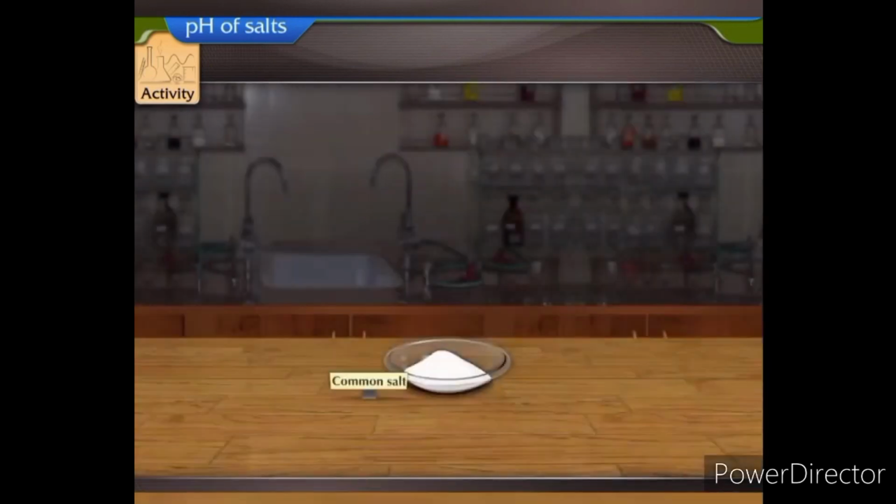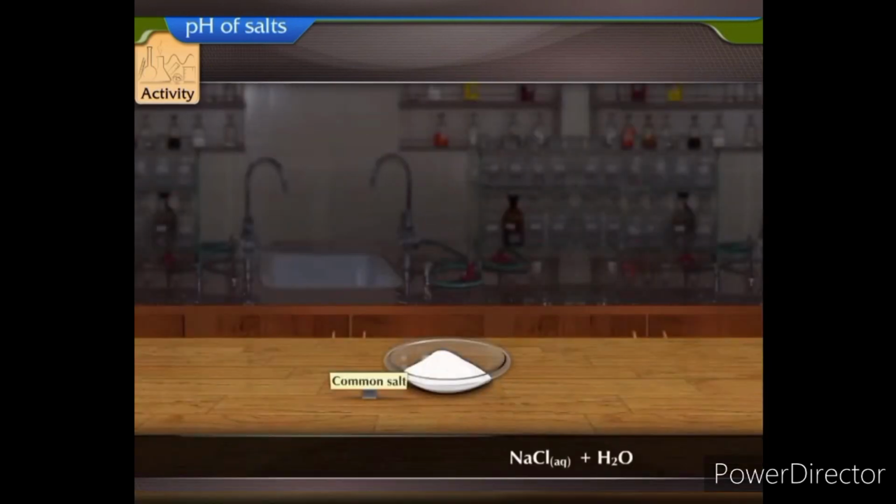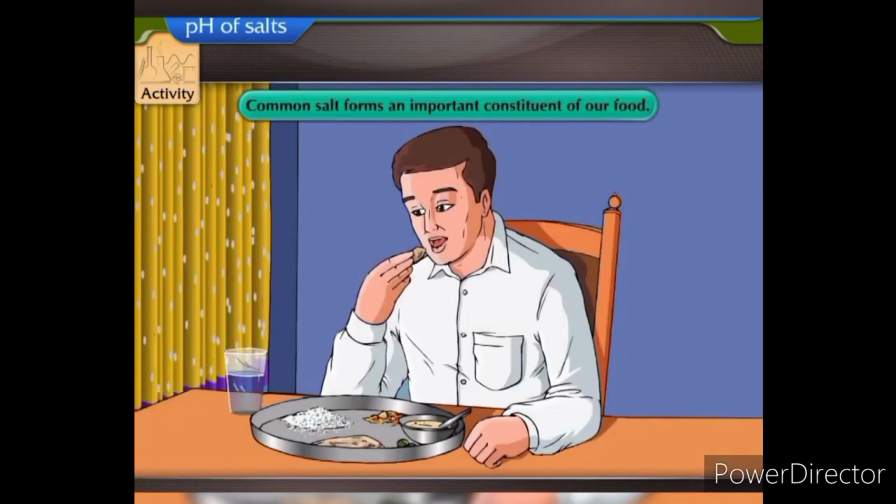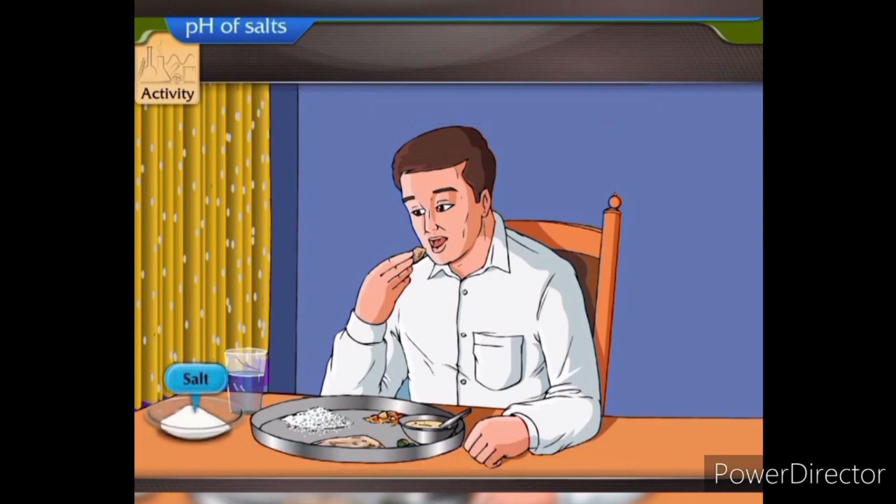We know that sodium chloride or common salt is obtained by the reaction between sodium hydroxide and hydrochloric acid. Common salt forms an important constituent of our food. Our food would be tasteless without the use of salt. Let us know more about common salt.